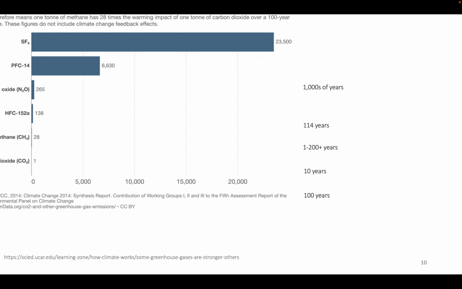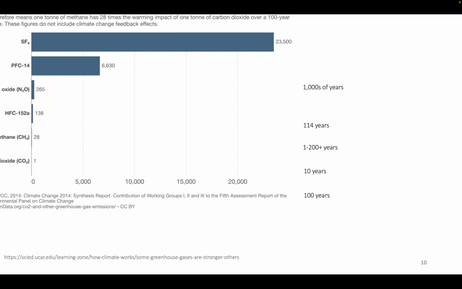Not all greenhouse gases warm the Earth equally. This figure shows the global warming potential of 6 greenhouse gases over a 100-year time scale. The global warming potential measures the relative warming of 1 unit mass of greenhouse gas relative to carbon dioxide. For example, methane is a common gas produced by cows when they fart. Methane has a warming potential value of about 28, meaning that 1 ton of methane has 28 times the warming impact of 1 ton of carbon dioxide over a 100-year time scale.